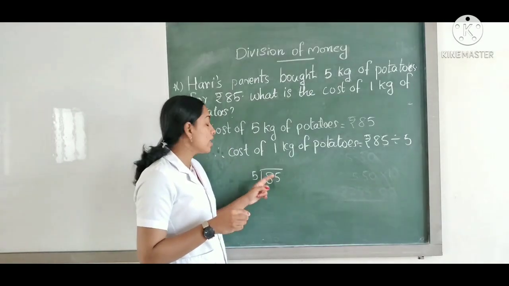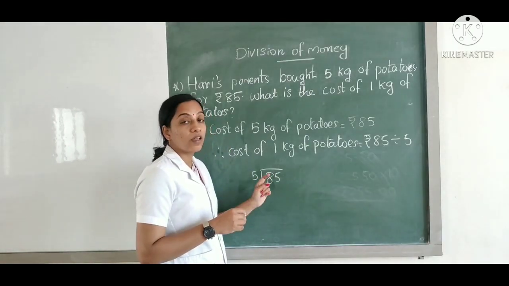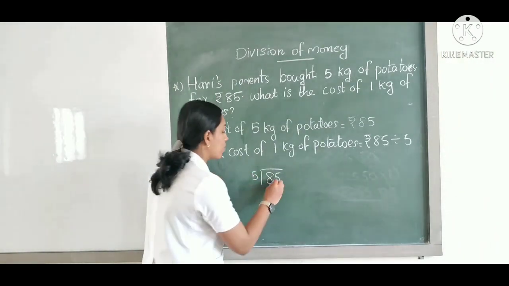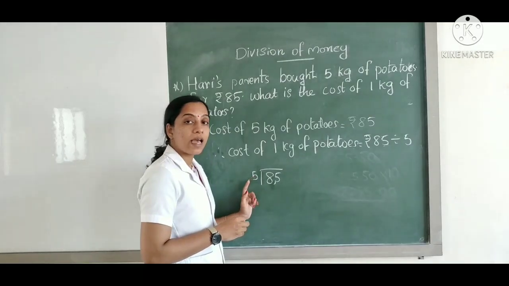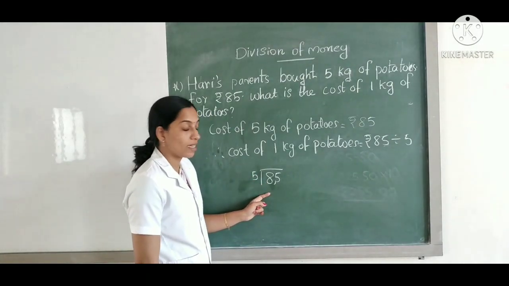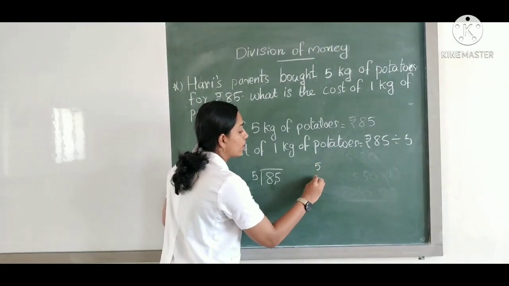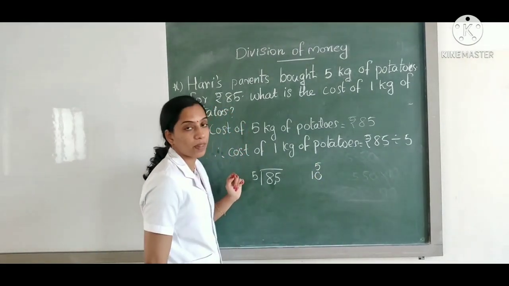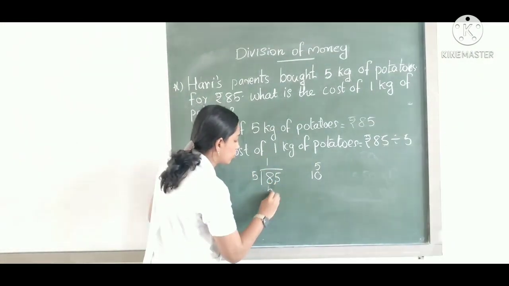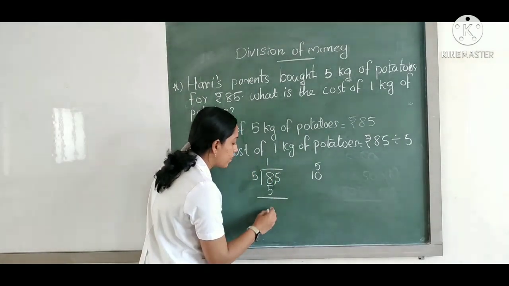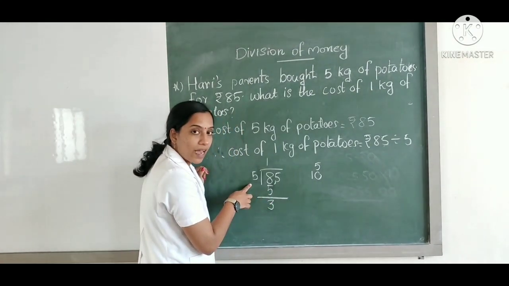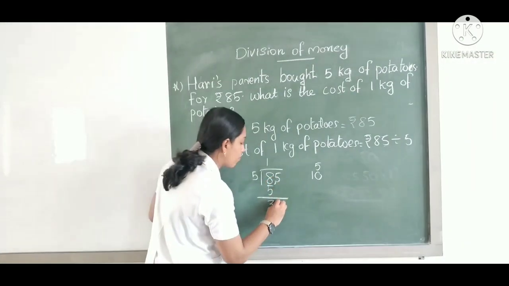See children, to divide 85 by 5, we need the multiplication table of 5. First let us consider the number 8. 8 is larger than 5. Then tell me how many times 5 goes in 8? Yes. 5 into 1, 5. 5 into 2, 10. So 1 time. So let us write here 1. 1 into 5 is equal to 5. Then subtract 8 minus 5 is equal to 3. 3 is smaller than 5. So let us bring down the number 5.